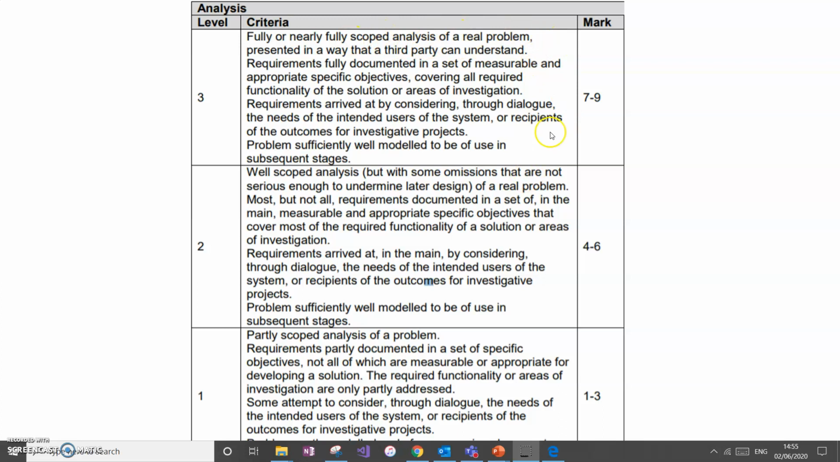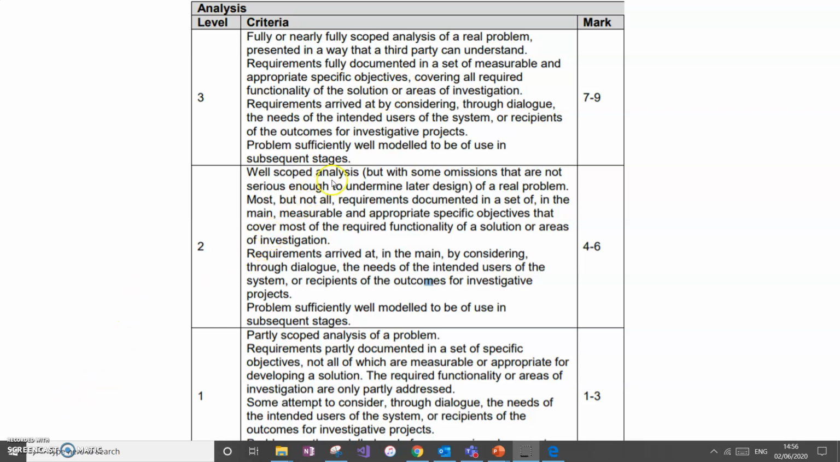Well, if you've done the 3 previous points, then it's likely to be fully scoped, and it's been presented and written in a way that a third party could understand. So someone who has no previous knowledge of the project could read through the analysis and understand what the project was about, what the requirements are, etc.